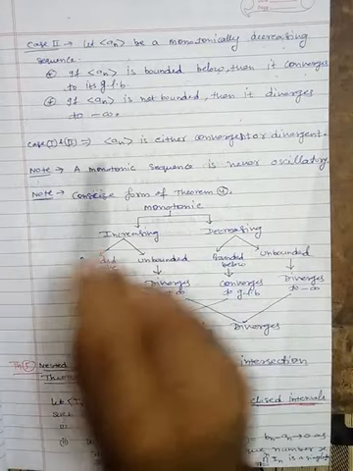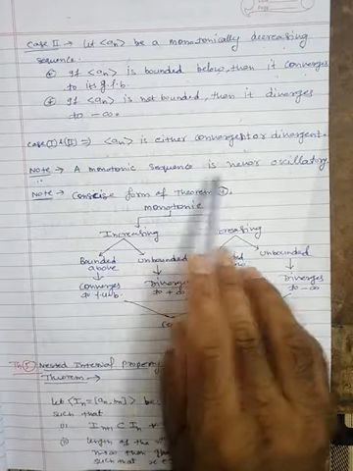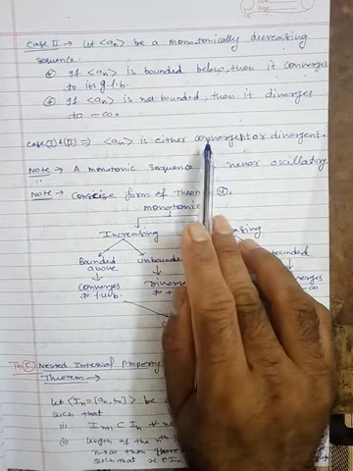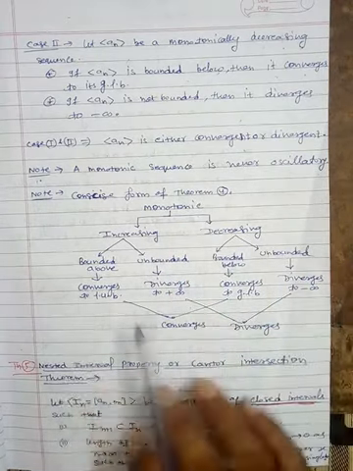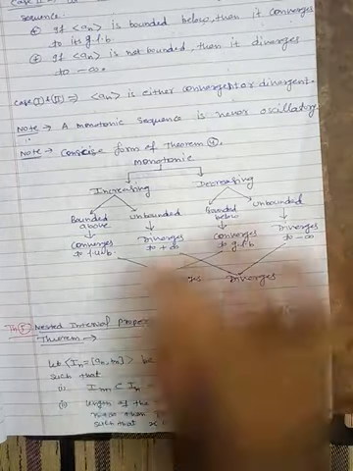That's why this is a note. So this is the theorem. The theorem is over here. And now based on this theorem, we have a note. A monotonic sequence is never oscillatory, because a monotonic sequence either converges or diverges only. And the concise conclusion of all these theorems is written here.